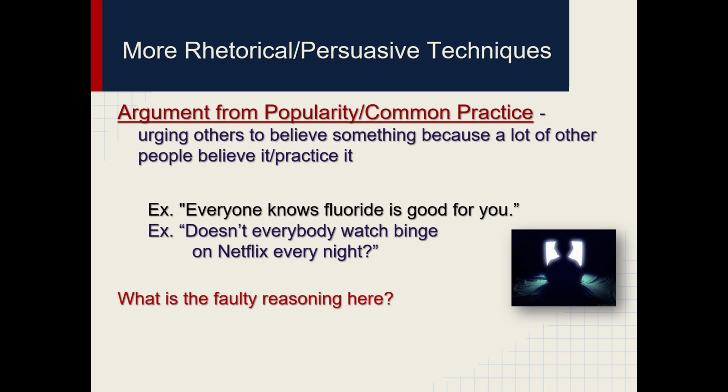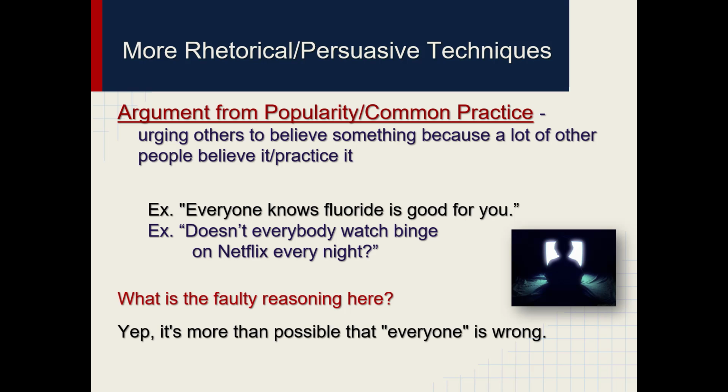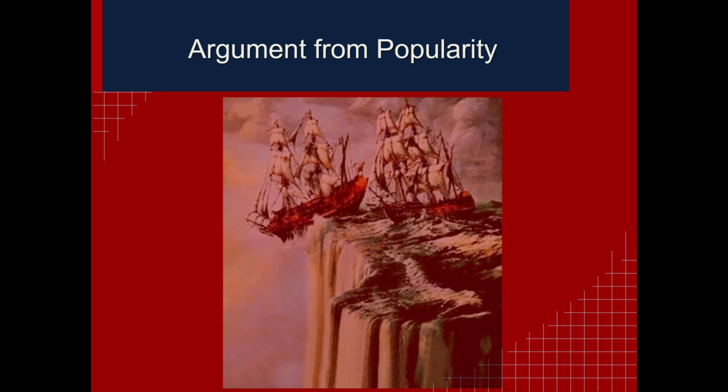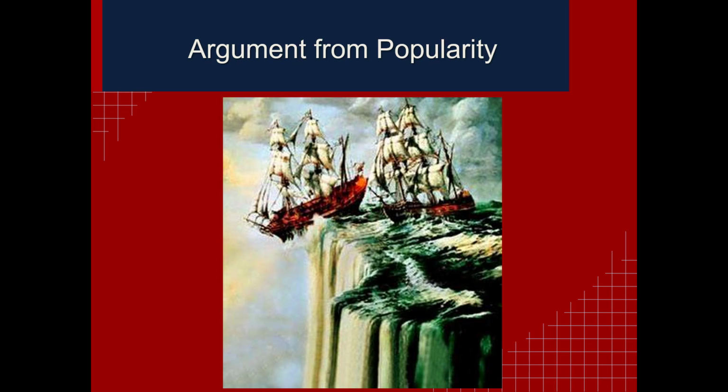So what is the faulty reasoning here? Well, it's more than possible that everybody could be wrong. I mean, here's a great example. Everybody thought the world was flat. Apparently that's coming back. But everybody thought it, and they were wrong. So just because a whole bunch of people even practice something or believe it doesn't make it true.